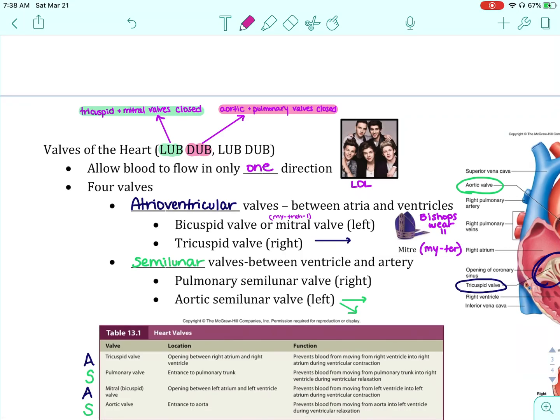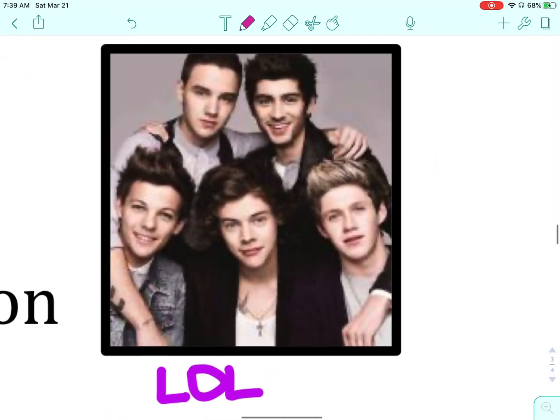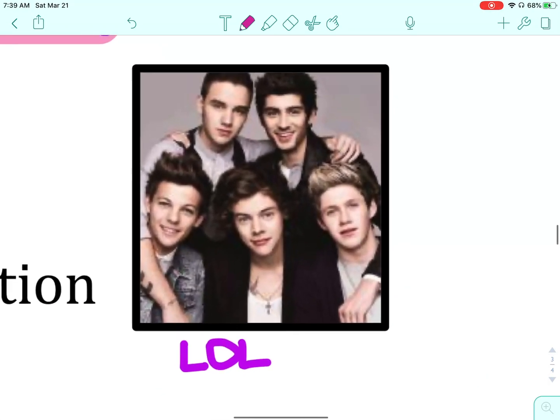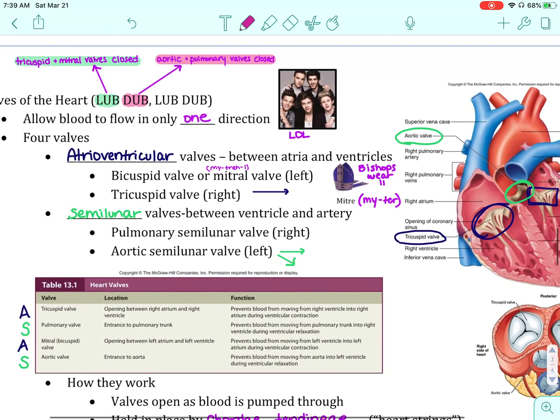So the valves of the heart allow blood to flow in only one direction. Okay, I'm sorry. That's my One Direction joke for the day.